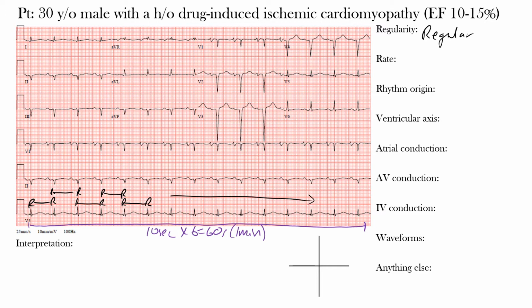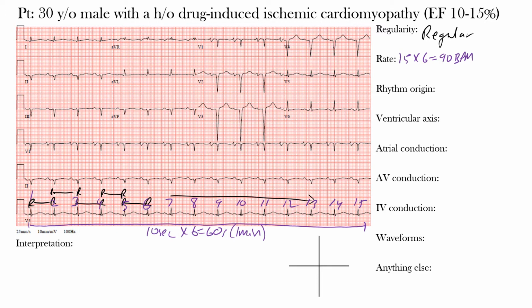So we have 1, 2, 3, 4, 5, 6, 7, 8, 9, 10, 11, 12, 13, 14, 15, okay? So we counted 15 complexes going across, so what we would do is 15 times 6 is 90 beats per minute, okay? So that's one way you can do it. And this is the ventricular rate because notice we counted the QRS complexes.